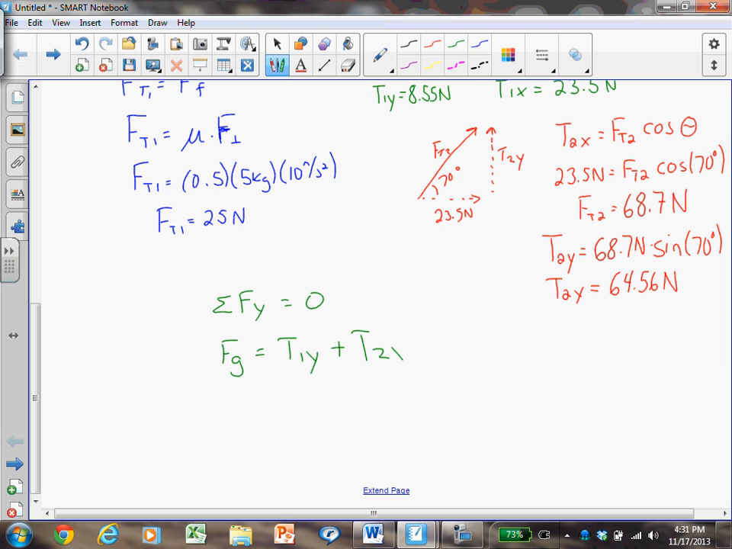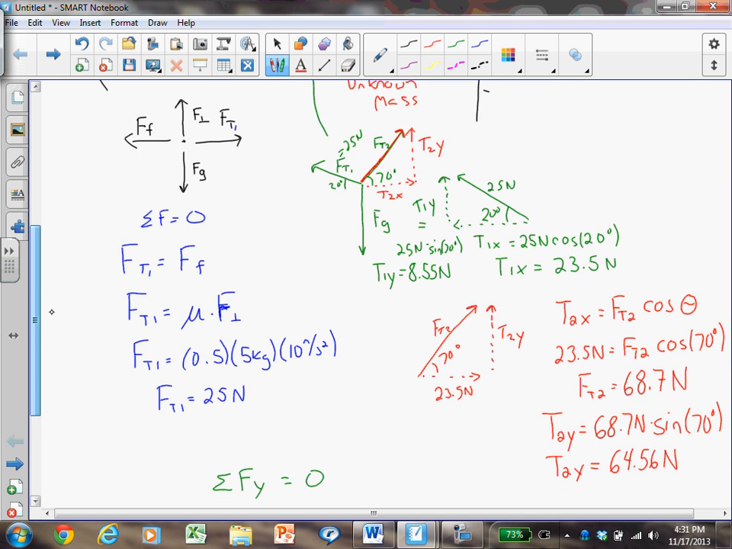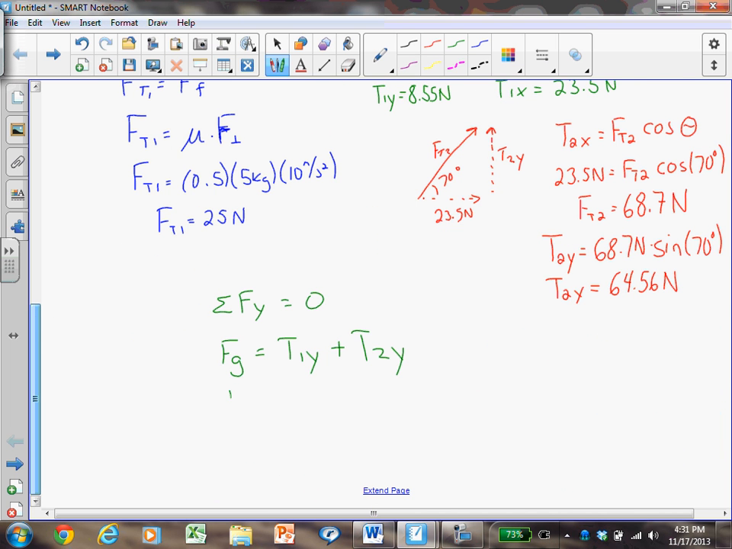Now T1y is 8.55 newtons plus T2y, which was 64.56 newtons. So we get Fg equals 73.1 newtons.